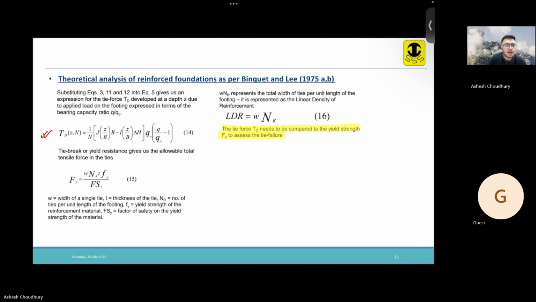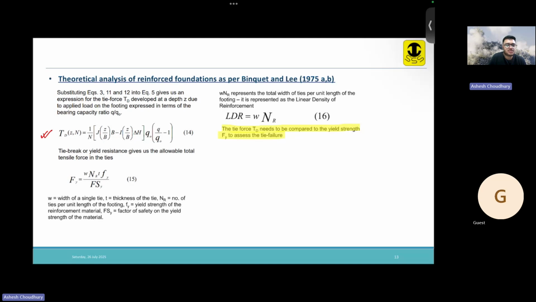Now tie break or yield resistance gives us the allowable total tensile force. The allowable total tensile force that the tie can take is given by Fy is equal to W into NR into T by into Fy by FS. What is W? W is the width of a single tie. So we are considering strip ties, steel strips. We are doing it for reinforcement with steel strips.